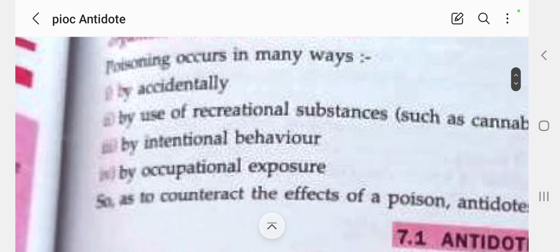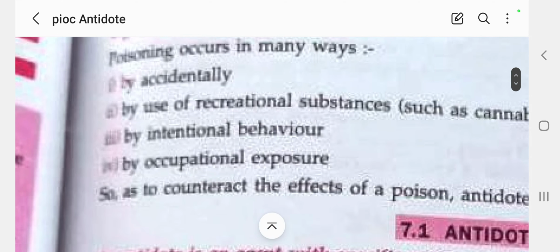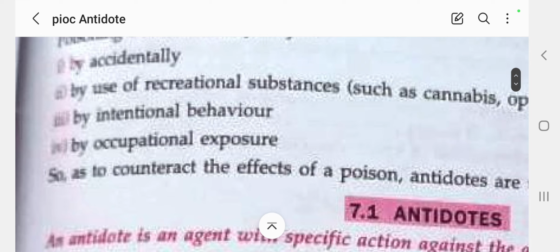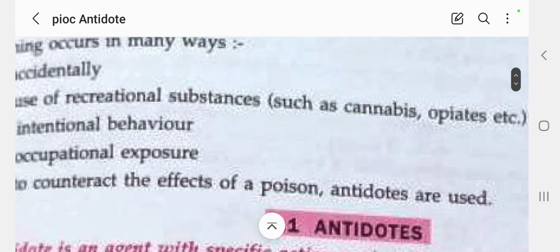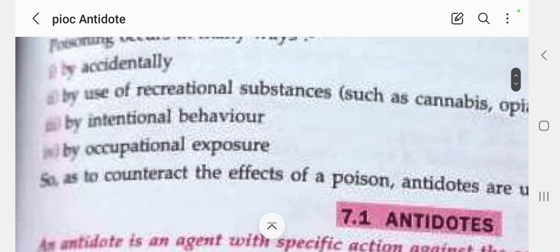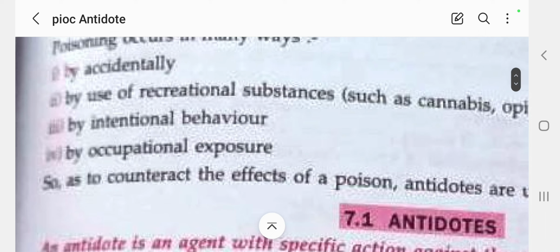Poisoning occurs in many ways. Again, we are going to discuss accidental poisoning, or use of recreational substances such as cannabis or opiates, where the person is addicted to cannabis or opiates. Or next, by intentional behavior, voluntarily forcing them to ingest the poisonous substance, which comes under intentional behavior.